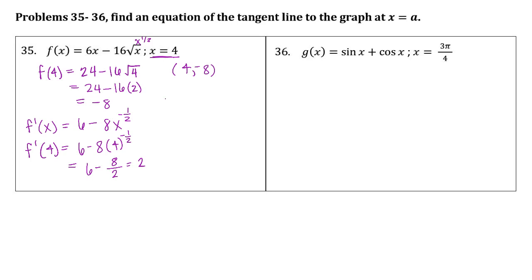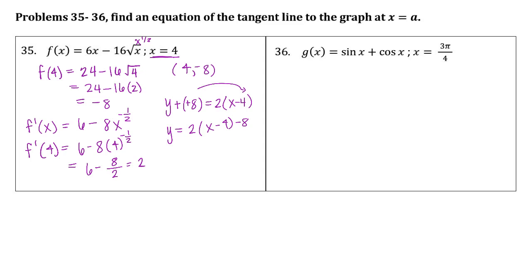Now we have everything we need to write our equation. y minus negative 8 equals 2 times x minus 4. And so remember that's going to be plus a positive. And I would go ahead and just move that 8 over in case we had to do some kind of evaluation. So I have 2 times x minus 4 and then minus 8. All right, same thing with the next problem.